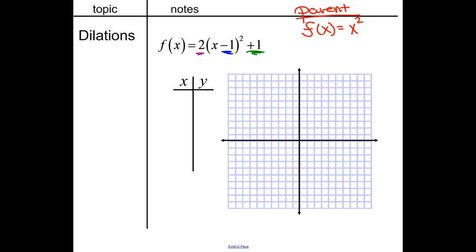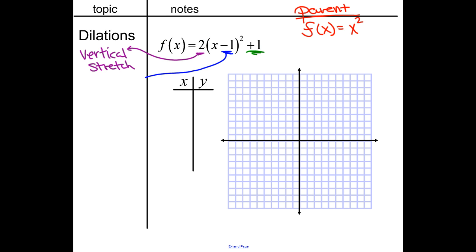So what are all the things that are happening? Well, first, let's do the outside piece there, that purple piece. What's happening there? Remember, it's on the outside of the parentheses. It's a multiplication, so it's on the outside of the squared. It's not affecting the squared. So it's really going to be a vertical change. Now we have to think, is it greater than 1 or is it between 0 and 1? Well, it's greater than 1, so it's a vertical stretch by a factor of 2.